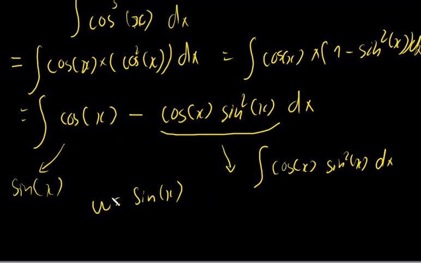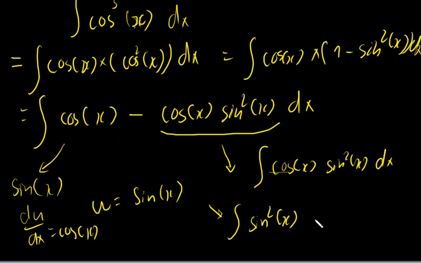Why? Because du over dx is cos of x, so du is cos of x times dx. For that we can get rid of this cos x and dx, and all we are left with is sine square x, which is u square. And so here we can get this to u squared du. Integrating this would be easy.